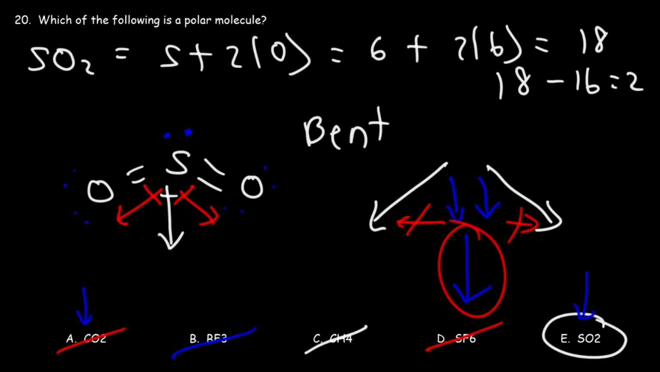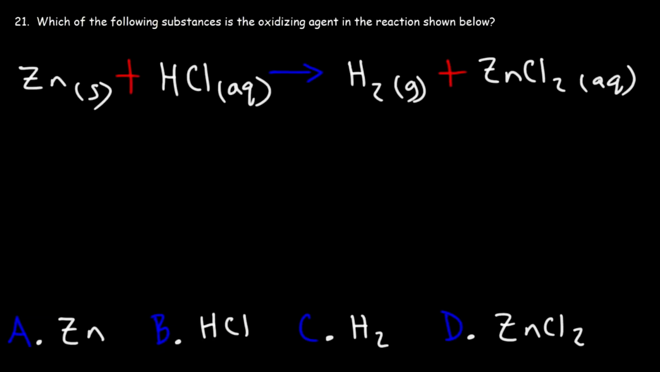So because there's a net dipole moment, SO2 is a polar molecule. So answer choice E is the right answer. 21. Which of the following substances is the oxidizing agent in the reaction shown below?